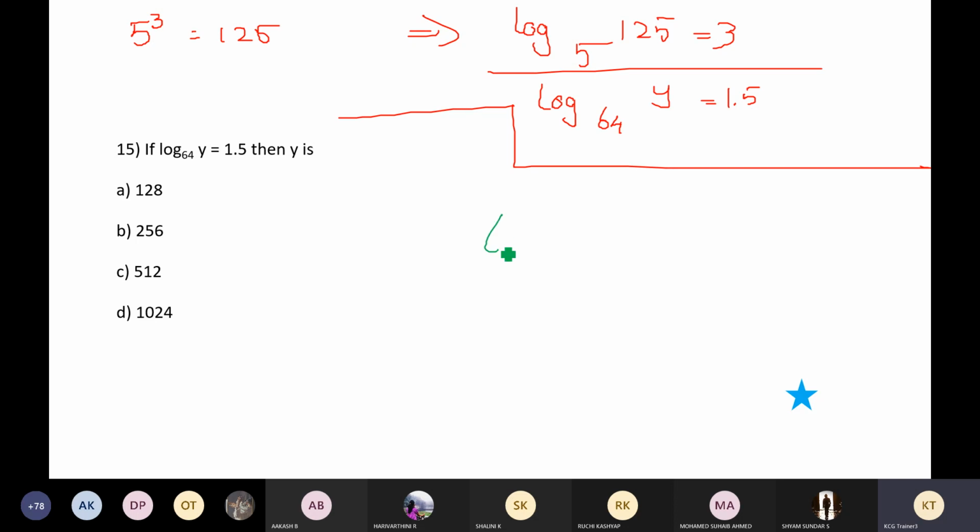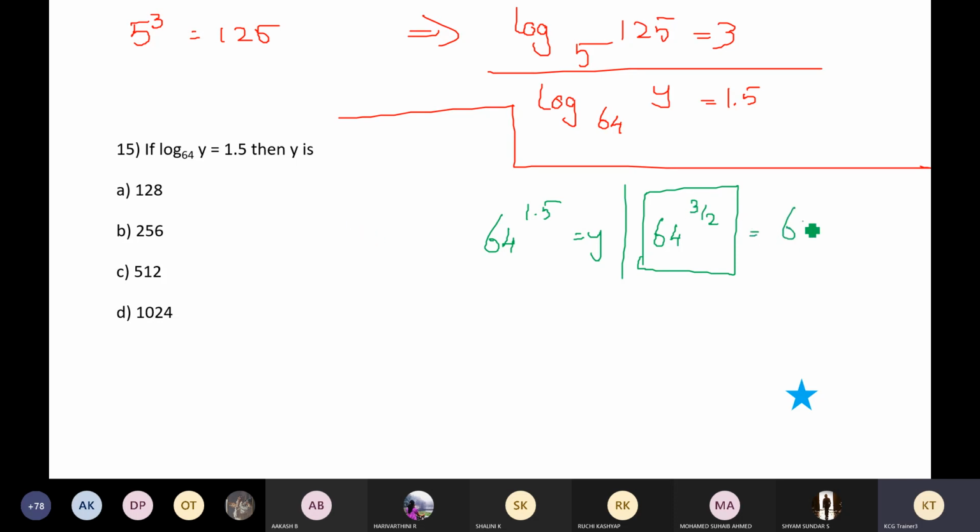Which actually means 64 to the power 1.5 is equal to y. So what is 1.5? 64 power 3 by 2. So this is what I'm supposed to find out. What is the value of 64 power 3 by 2? That is the question, guys. How do I find out 64 power 3 by 2?